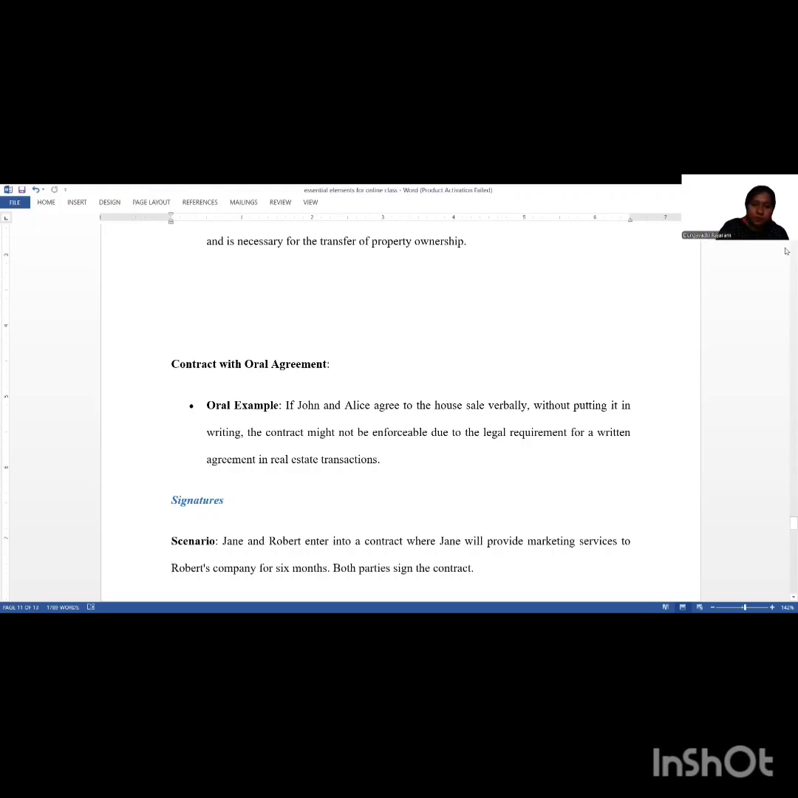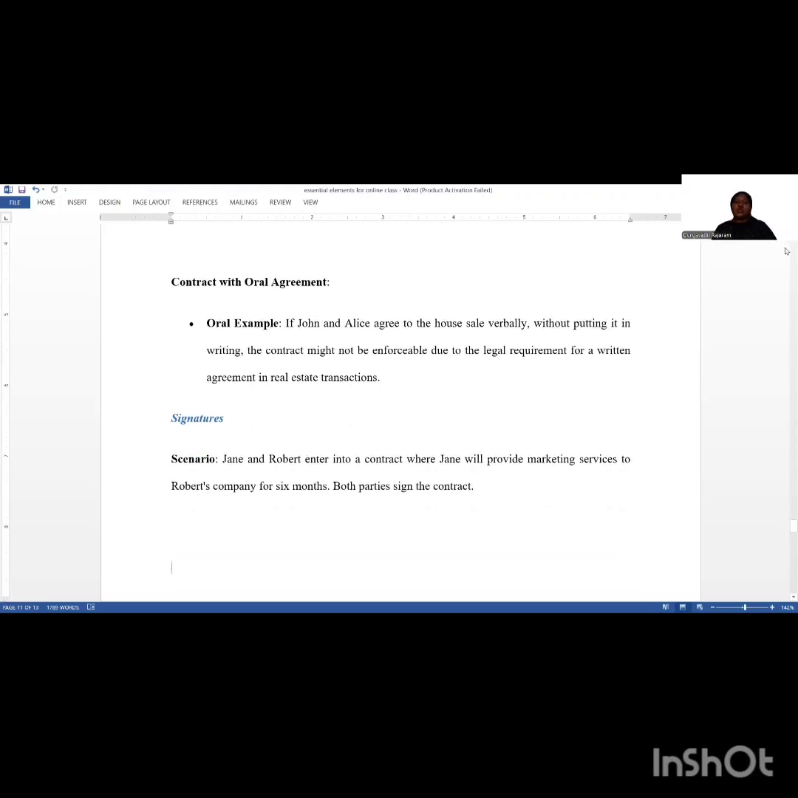Next, signatures. Jane and Robert enter a contract where Jane will provide marketing services to Robert's company for 6 months. In that scenario, both the parties should sign the contract.